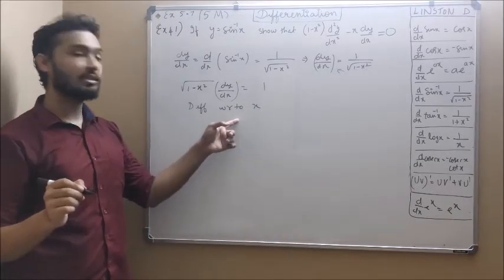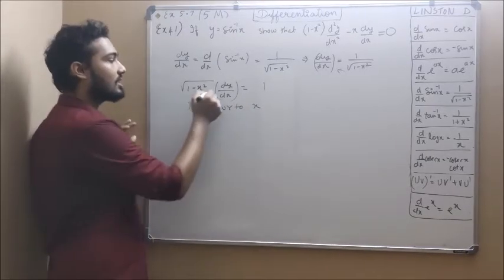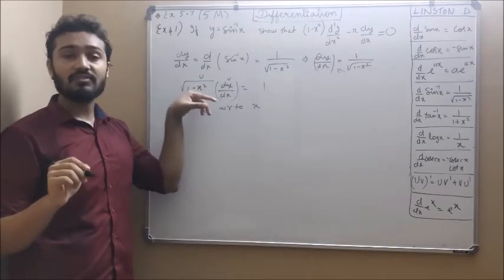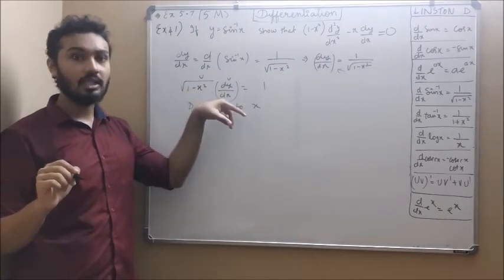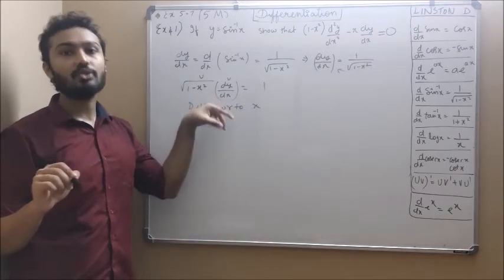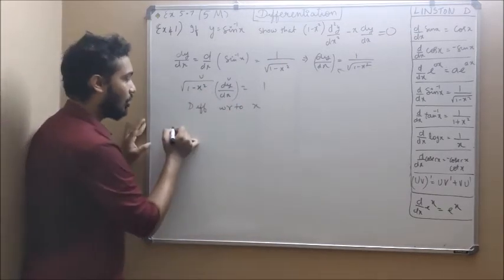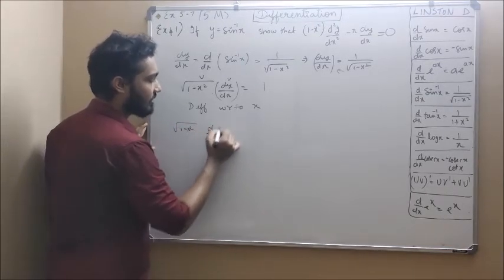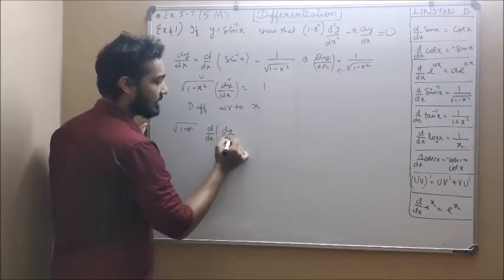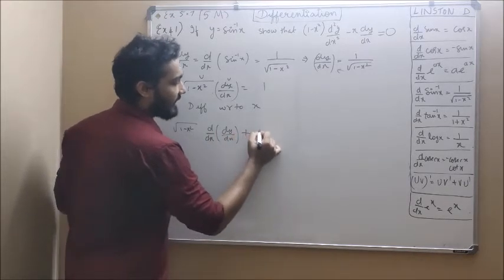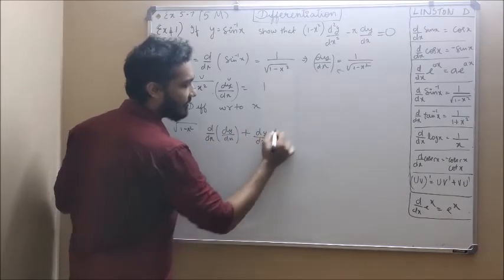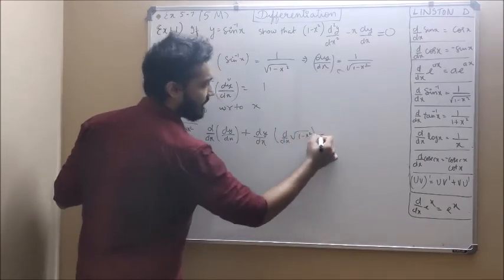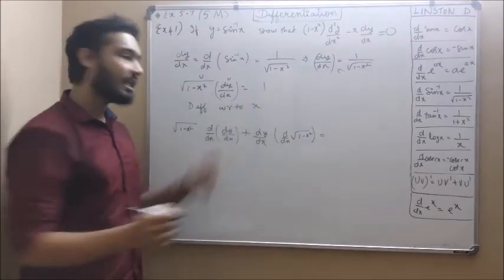Differentiate with respect to x. Now this becomes the product. This is u, this is v. What is the product rule? First function into differentiation of second function plus second function into differentiation of first function. So this is root of 1 minus x square into differentiation of second function dy by dx, plus second function dy by dx into differentiation of root of 1 minus x square, equal to differentiation of right side, it is 0.